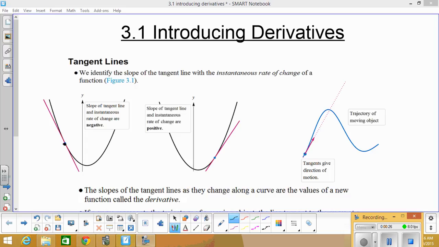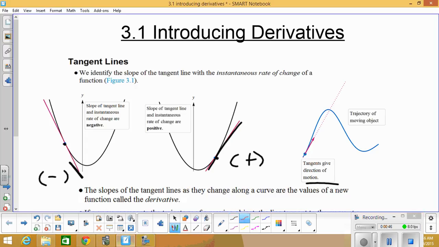Obviously in this first example, our slope is negative. And then in our second example here, at this point on the same curve, our slope is positive. The whole reason we do this is because tangents give the direction of the motion, the trajectory of an object or something. For example, in this picture, it's following that tangent line direction. And as it's moving, our tangent lines can change, showing the different motions.